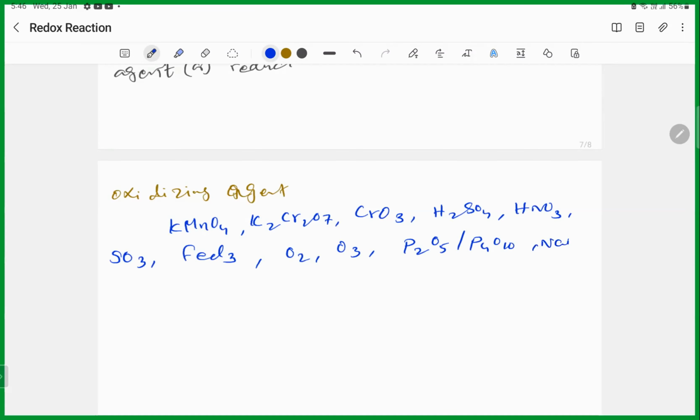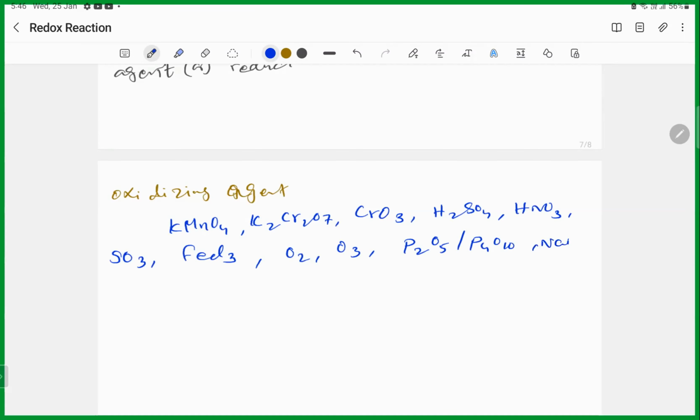And then reducing agents. Examples: ferrous sulfate, tin chloride, ferrous chloride, H2S, HI, HBr, HCl, lithium, sodium, cesium, aluminium, iron, zinc, mercurous chloride, copper oxide, sodium hydride, sodium borohydride, lithium borohydride, lithium aluminium hydride, all are reducing agents.